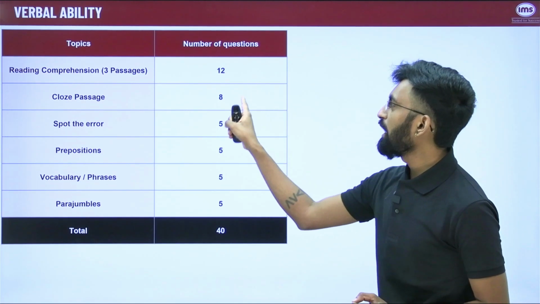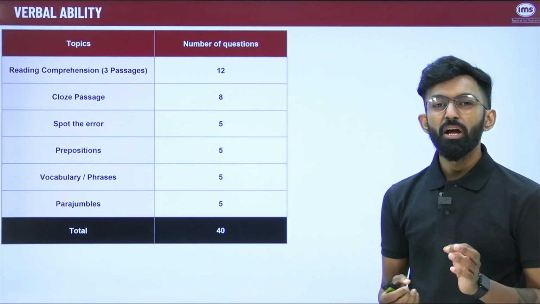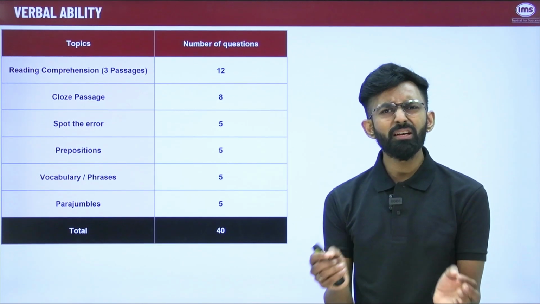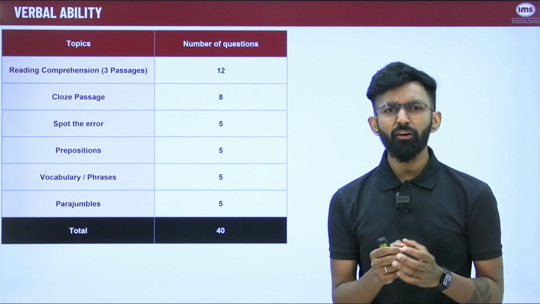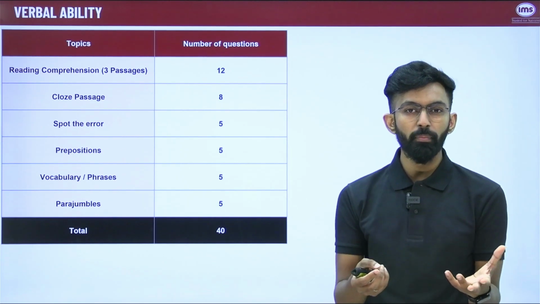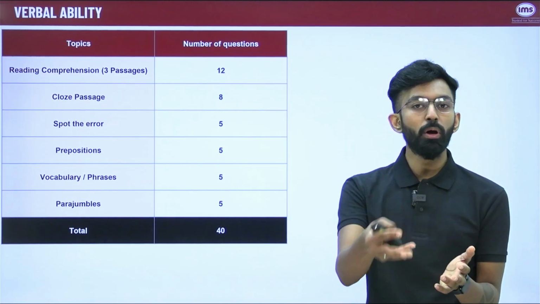Next, there were 8 questions on closed passage where there were 2 closed passages and 4 questions each. Now, what is a closed passage? There is a paragraph which is given to you, and in that paragraph there were 4 words which were missing, which had fill in the blanks, and you had to fill them.